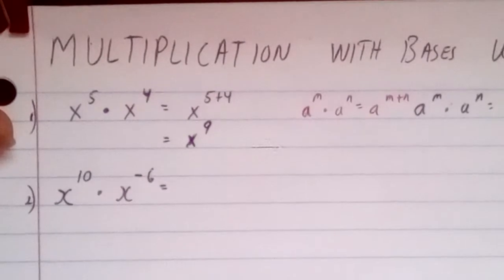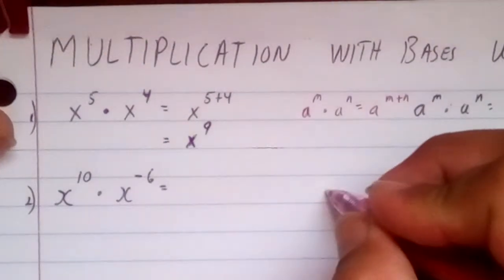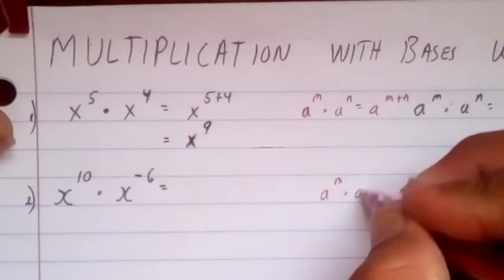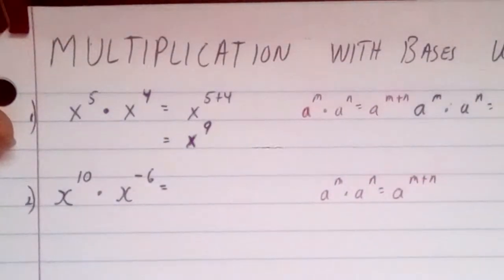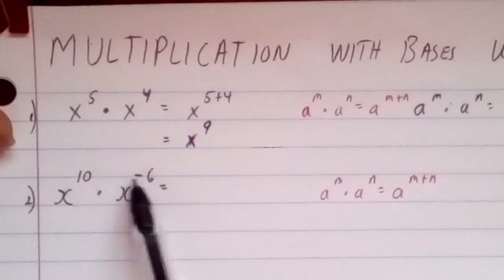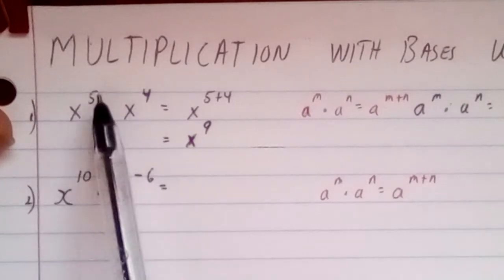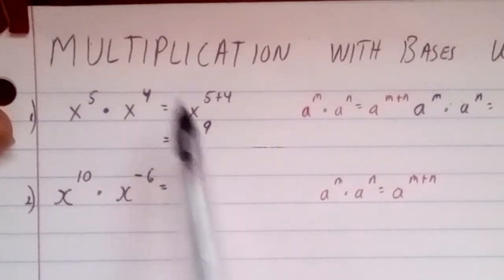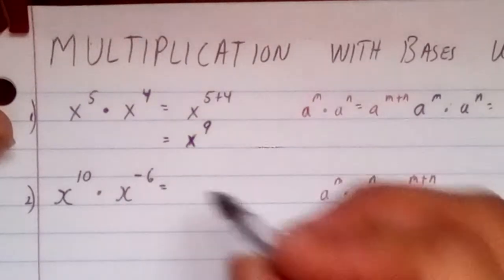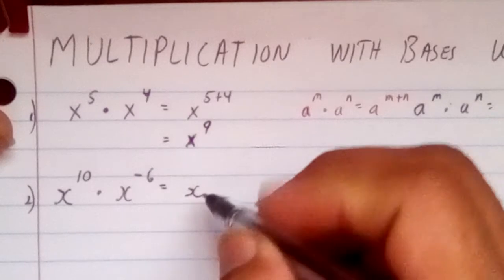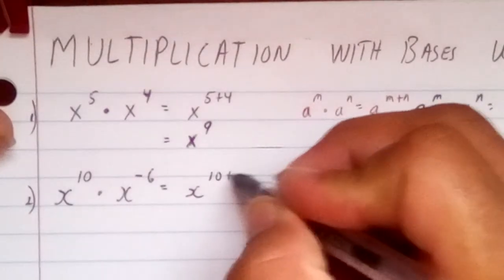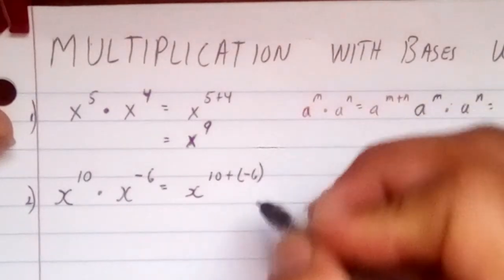Okay, what does the rule say? Well, the rule says that a base to a power times that same base to a different power, we keep the base and simply add their powers. These are now powers which are integers, compared to these ones here, which are simply whole numbers. So we do the same process. Since bases are the same, we keep the base and we say 10 plus negative 6.